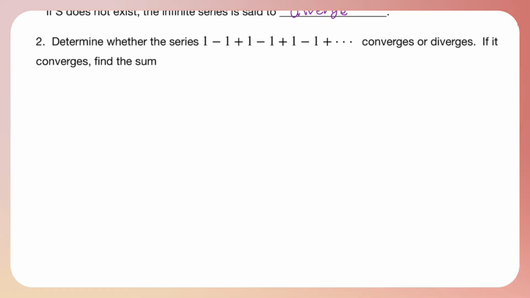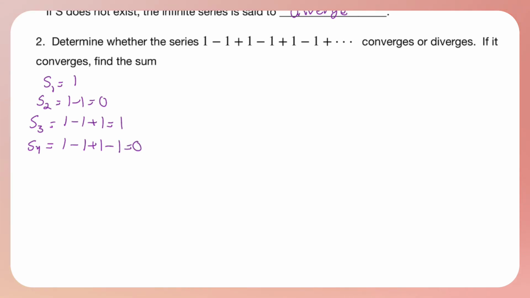So let's determine if this series converges or diverges. If it converges, we'll find the sum of the series. So let's look at our first few partial sums. Our s of 1 sum is equal to 1. Our s of 2 sum is 1 minus 1, which is 0. Our s of 3 sum is 1 minus 1 plus 1, which is 1. S of 4 sum is 1 minus 1 plus 1 minus 1, which is 0.